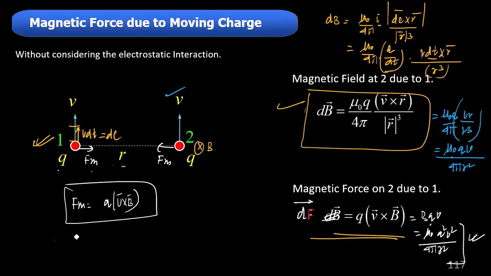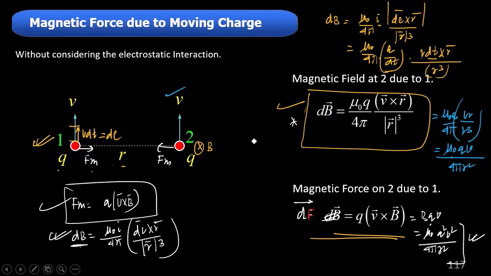ম্যাগনেটিক ফিল্ডকে যখন বের করেছিলাম, dB ভেক্টরকে লিখেছিলাম কেমন করে μ0 into I by 4π into dl vector cross r vector divided by mod of r vector whole cube. So the same two formulas are applied. The only thing is that dB is nothing but the magnetic field produced by the moving charge, not by the current carrying element. And correspondingly the same formula of the magnetic force is used.